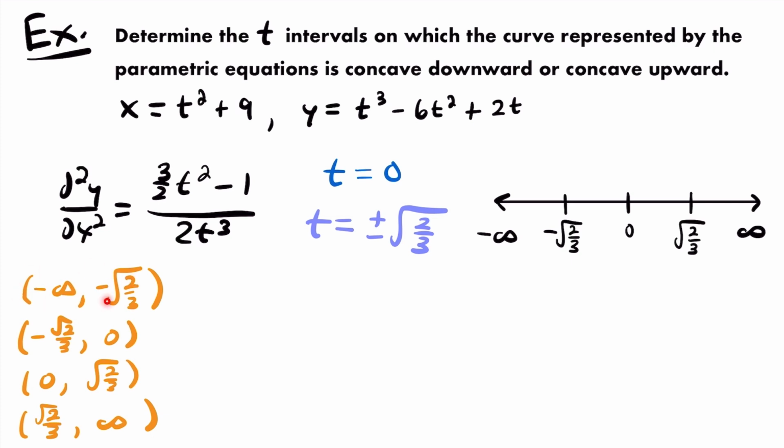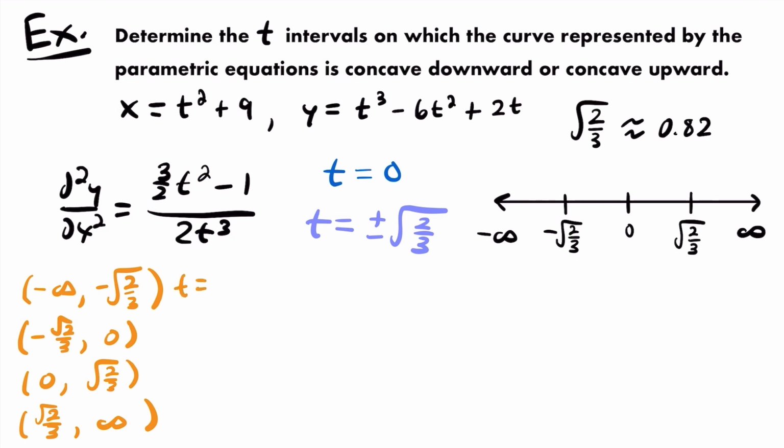And so let's start with this first interval. What we want to do is choose a value of t between those 2 endpoints to plug into our second derivative to see if it is positive or negative. And the square root of 2 divided by 3, I'm going to make a note of this up here, that is approximately equal to 0.82. So the negative square root of 2 divided by 3 would be negative 0.82. And so a value between negative 0.82 and negative infinity could be a lot of different values. I'm going to choose a negative 1. That would be in between those 2 endpoints.